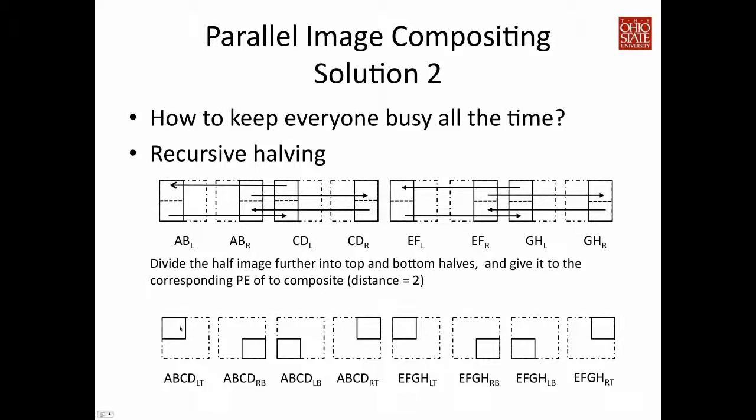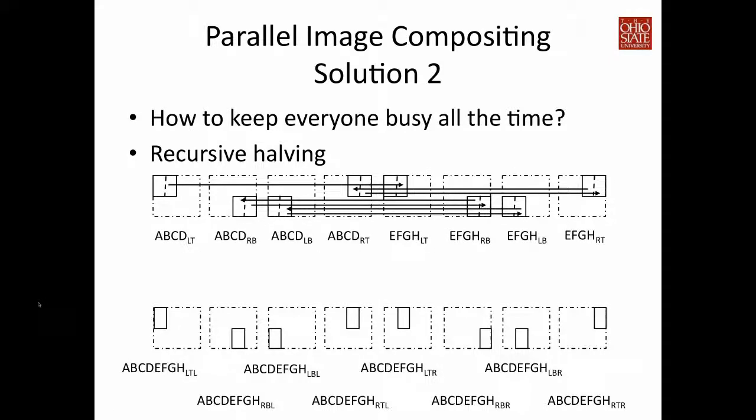And what we need to do now is to blend the upper left corner together from ABCD and the EFGH. One process is holding the upper left corner of ABCD blend result, and one process is holding the upper left corner of EFGH blend result. So this is what we will do.